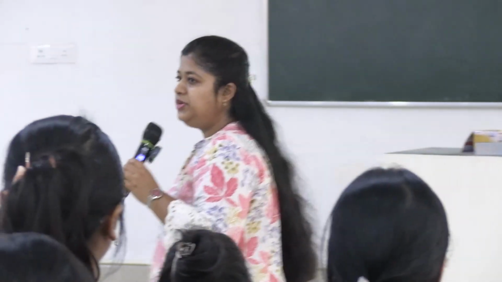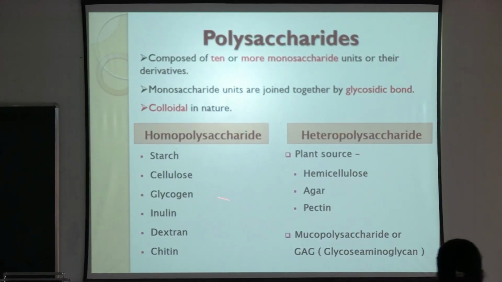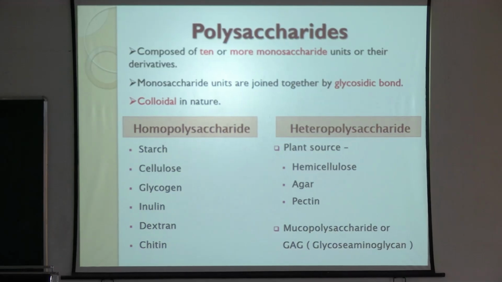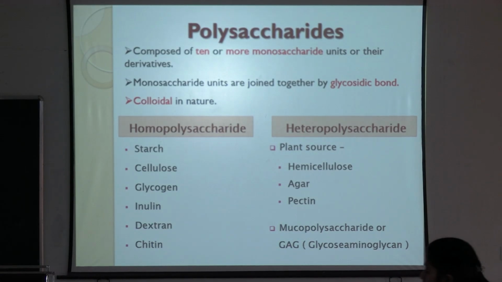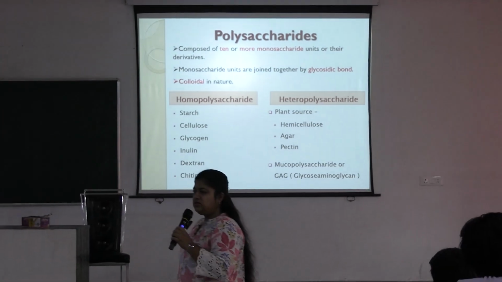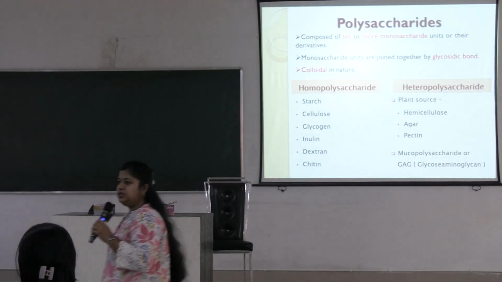Homopolysaccharides and heteropolysaccharides. In homopolysaccharides, all the monosaccharide units are the same, whereas in heteropolysaccharides, the monosaccharide units may differ. The examples are as such. Homopolysaccharides can be divided into plant origin and animal origin. In plant origin, we have starch, cellulose, inulin, also chitin and dextran. They are not from plant origin.